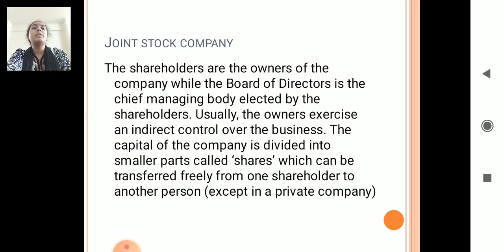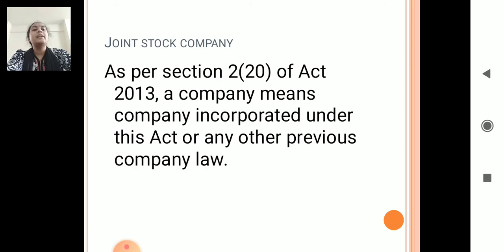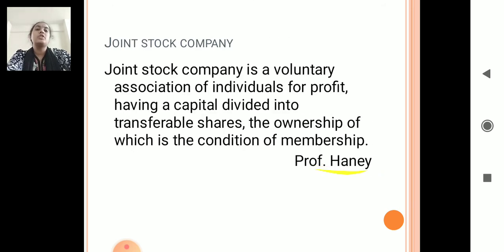So the capital of the company, when it is divided into smaller parts, each unit, each part is called a share, which can be transferred freely from one shareholder to another person, except in a private company. In a private company, there is no such free transfer of shares, and there is no public raising. The public cannot contribute to such companies, whereas a public limited company can collect money from the public and raise capital from the public. That difference we are going to study later. That was the meaning of joint stock company, students. Now I'll explain all the features of a joint stock company.